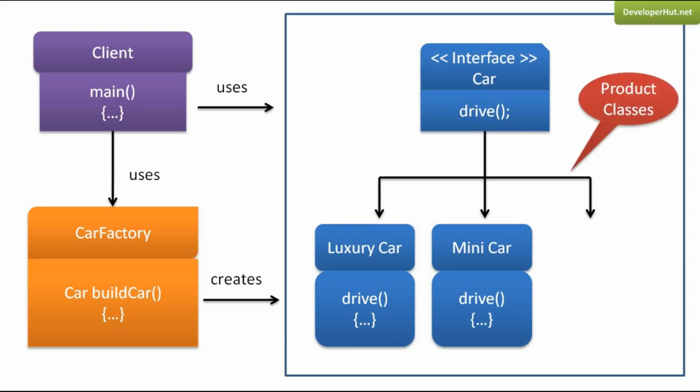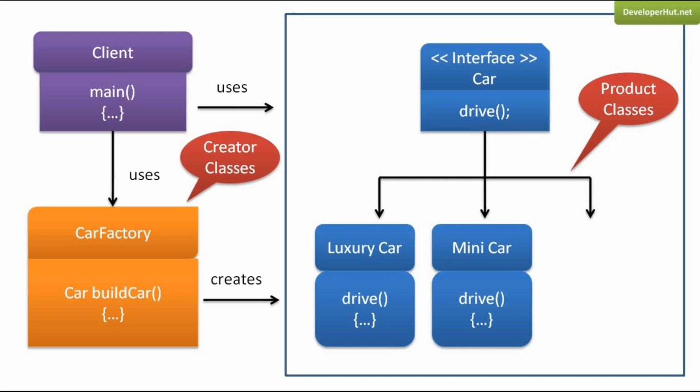Now here, car, luxury car and mini car are called the product classes, right? And the factory classes are called the creator classes because they deal with the object creation. So in our earlier case, the creator class was basically the client, right? We were creating the object as well as using the object. So now we have segregated the creator logic into a separate class, which is a factory class.